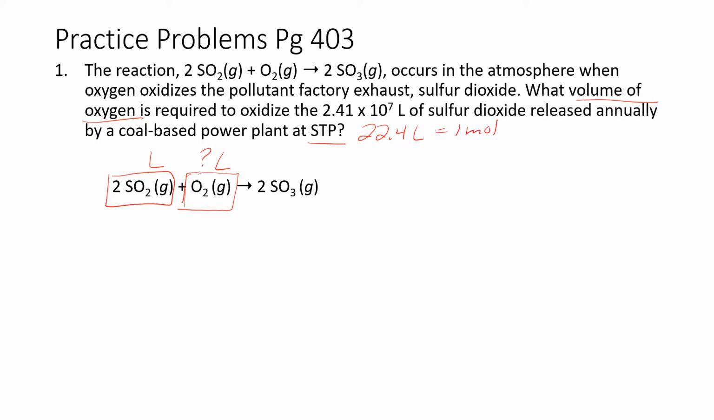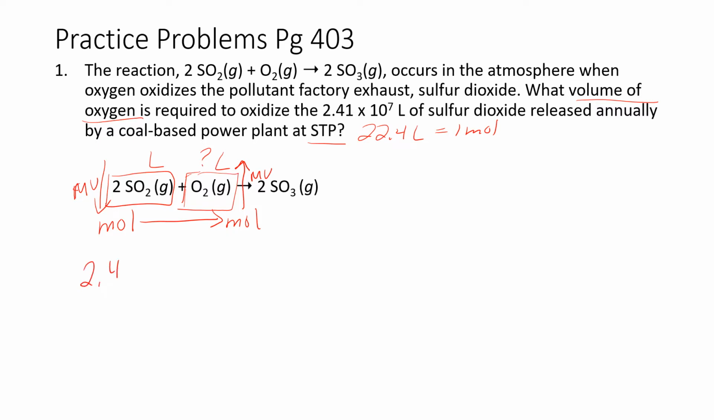So to get from liters of our sulfur dioxide, first we want to change it to moles. So we're going to use our molar volume. I'm going to put MV there. That's the 22.4. We do need to change our chemicals, so we're going to go to moles of oxygen. And then we need to get to liters of oxygen. So again, we're going to use that molar volume. So we're actually going to use it twice here. We'll see how that works out with our values.